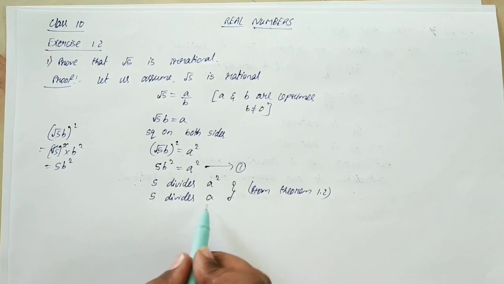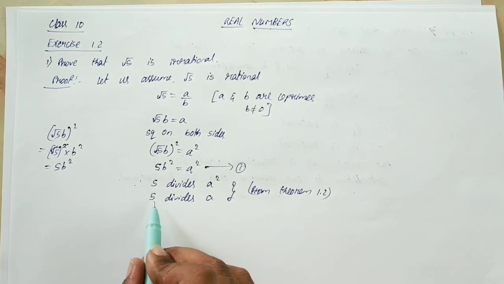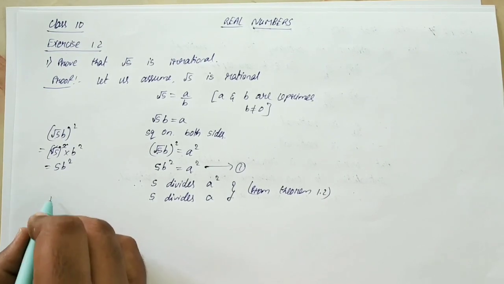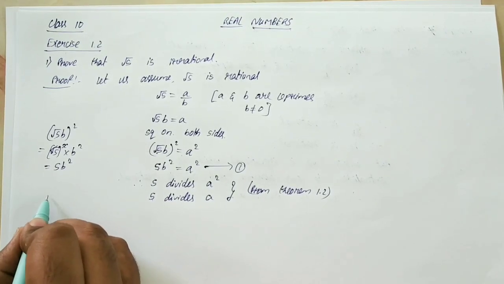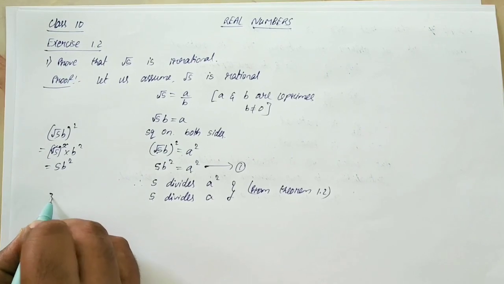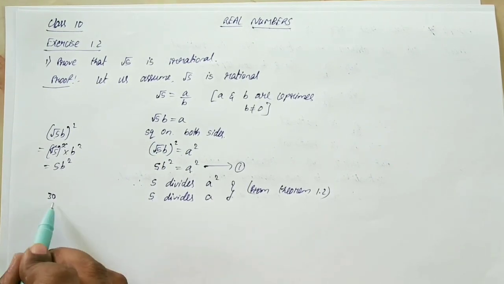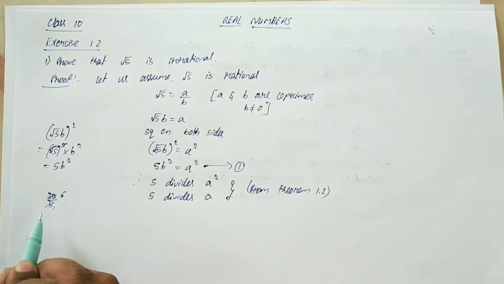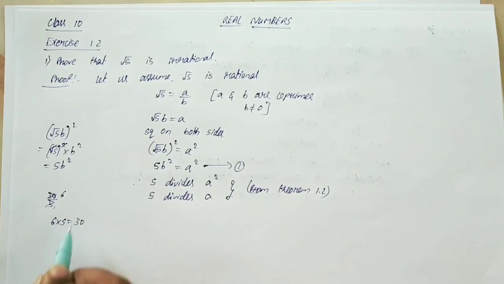If a is divided by 5, then we will get some integer, right? If we multiply that integer with 5, we will get a. For example, let us consider this value of a is 30. If 5 divides a, this 30 can be divided by 5. 5 sixes are 30. That means if we multiply that 6 with 5, we'll get 30, that means the value of a.